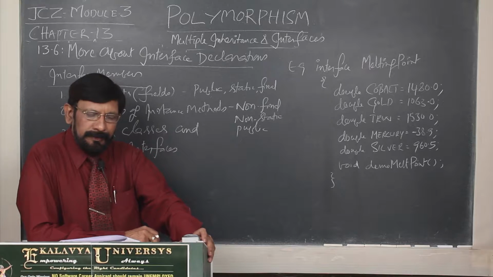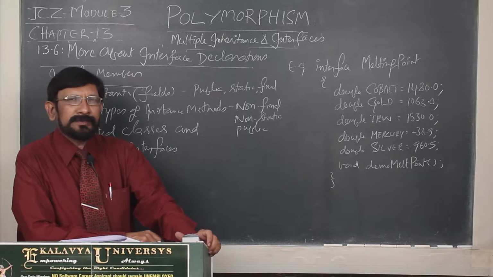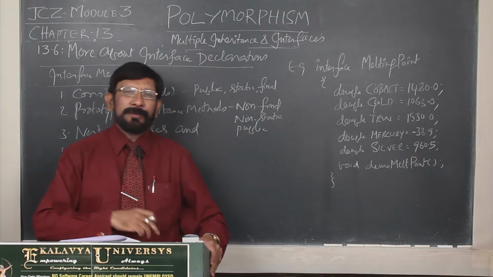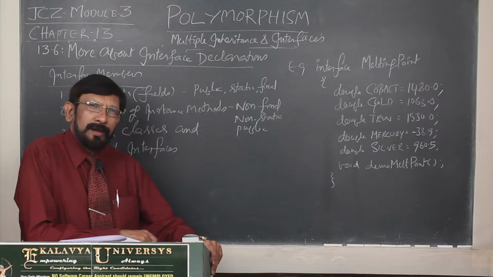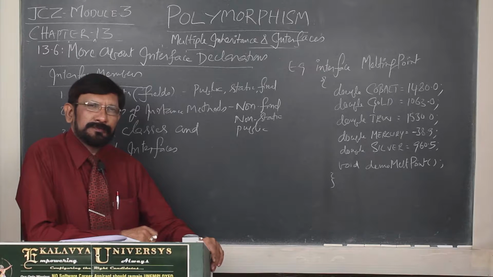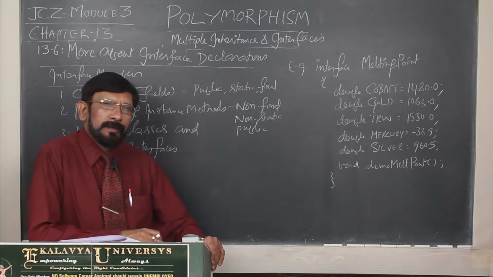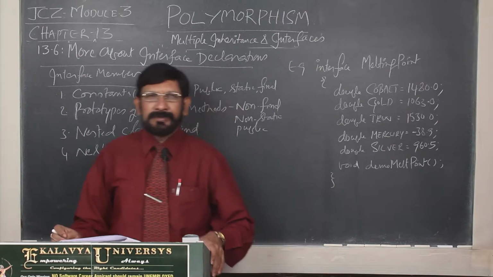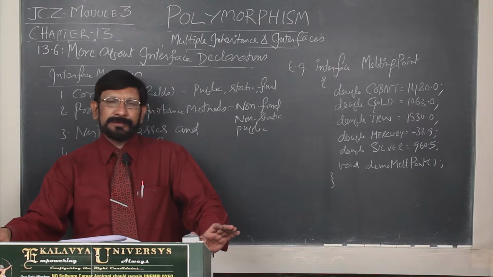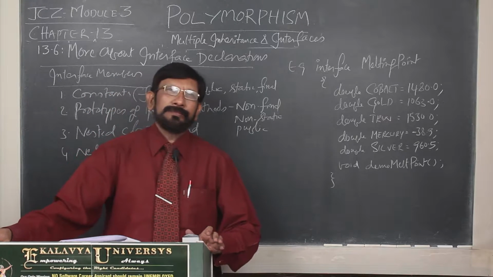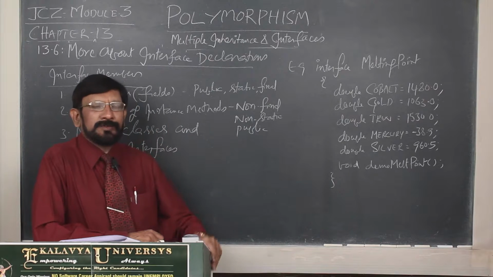Now let us take up the concept number 13.6, more about interface members. In the previous topic, I explained about the interface declaration and about its members and the modifiers which are applicable to that. We understood that interface is like a class. It is one of the 5 Java reference types, but it can hold only 2 types of members.